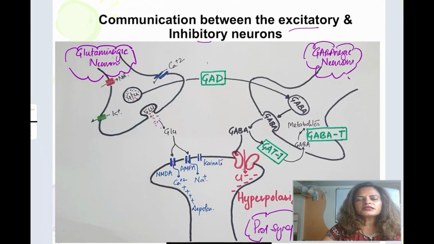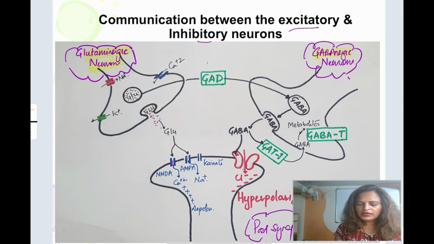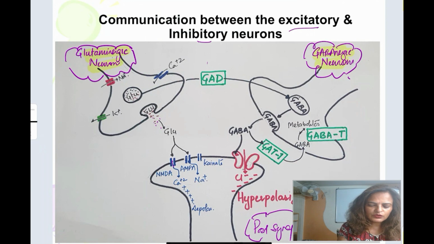So in the central nervous system, there is a balance between the excitatory neuron and the inhibitory neuron. This is an excitatory neuron, that is the glutaminergic neuron, and the GABAergic is an inhibitory neuron. Normally there is a balance between these two neurons, and if any imbalance happens, that leads to seizure. How will the imbalance happen? This glutaminergic is an excitatory neuron, this one, and this is an inhibitory neuron.